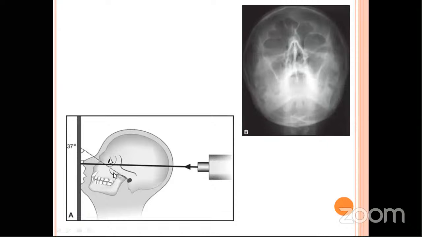It is directed at an angulation of 37 degrees, and if the patient's mouth is opened, what are the sinuses which can be seen? It is actually the sphenoid sinus. So this is the frontal sinus, this is the maxillary air sinus, this is the ethmoid sinus, and if the patient's mouth is open, you will be able to see the sphenoid sinus also.